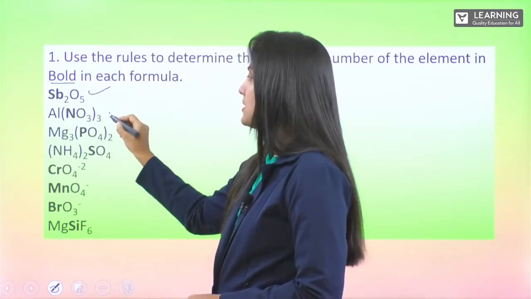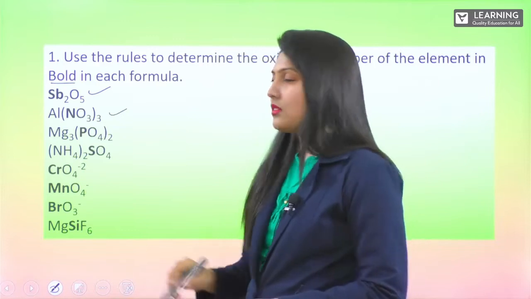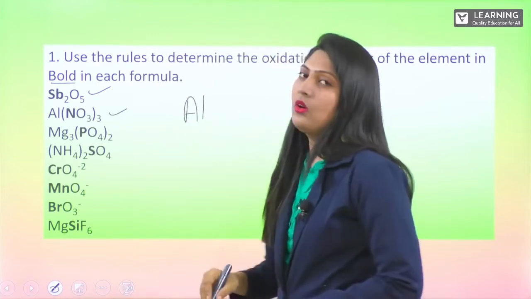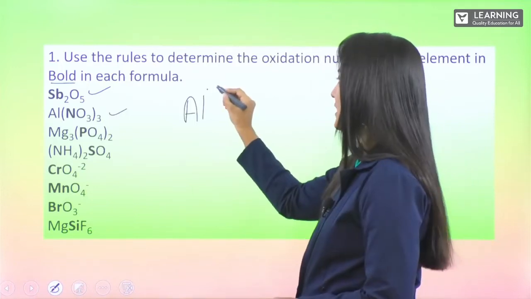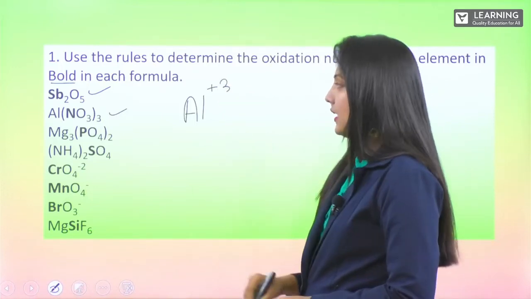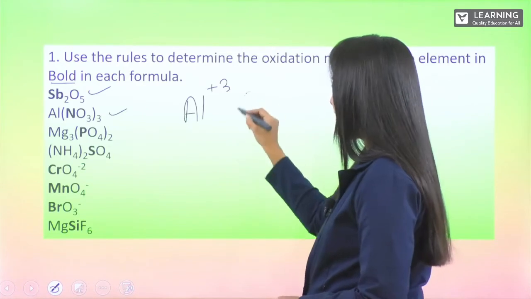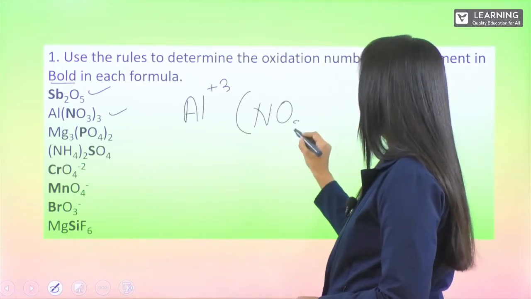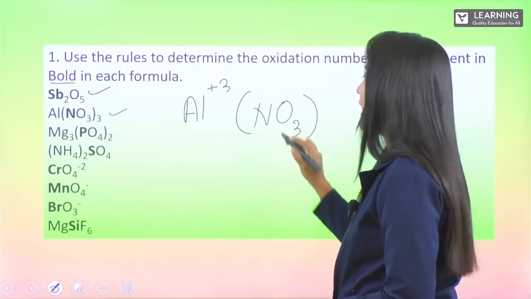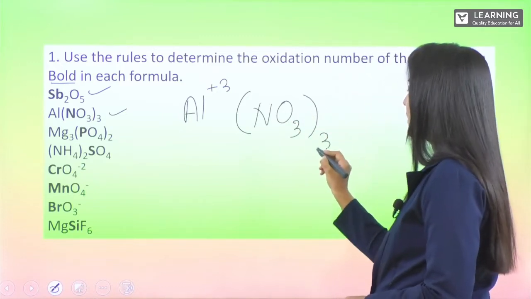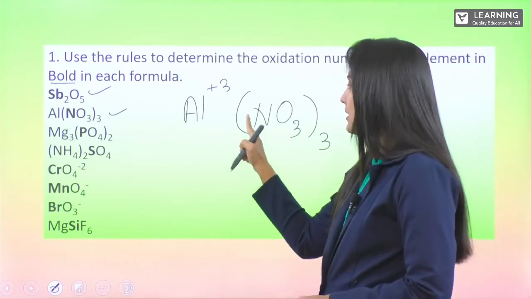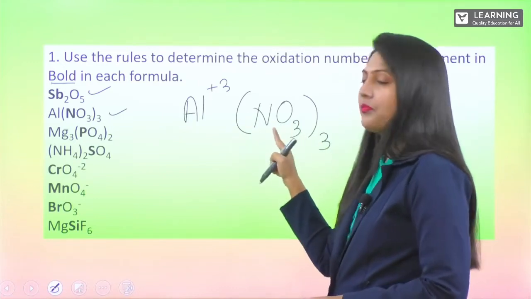I'll go with the second one. What do you get here? We have aluminium, which always has a +3 charge. And inside the brackets, we have nitrogen and oxygen, which gives you nitrate. And outside the bracket, we have 3. You need to remember this 3, and this 3 is for both the elements.